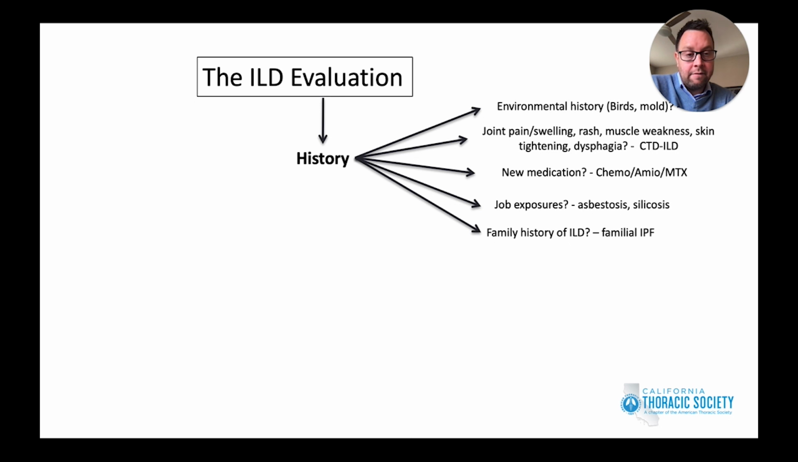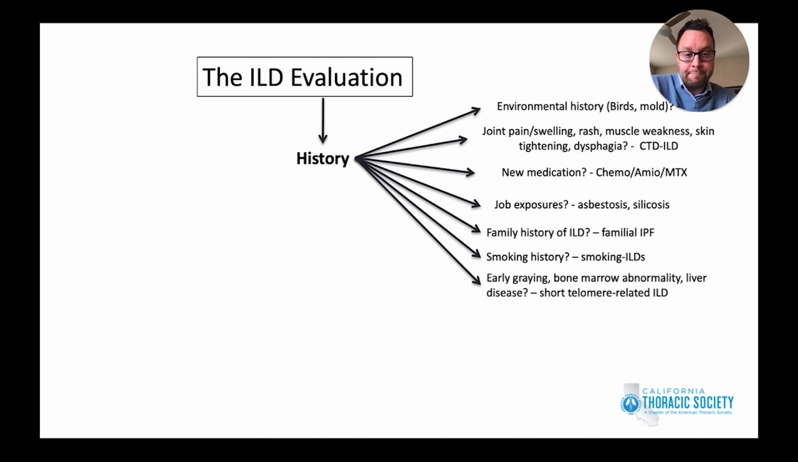Want to know if the patient has a family history of ILD. This could indicate a familial form of the disease that can act very much like IPF. Want to know if they have a smoking history. This could indicate a smoking-related ILD. Also want to inquire as to whether other systemic processes are occurring. Does the patient have early graying? Are there bone marrow abnormalities like MDS or a history of hematologic malignancy? Does the patient have liver disease of unclear etiology? All of these could indicate a short telomere-related ILD.